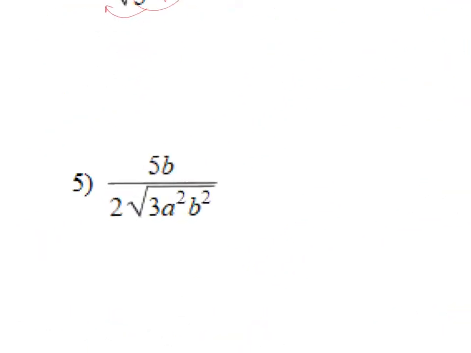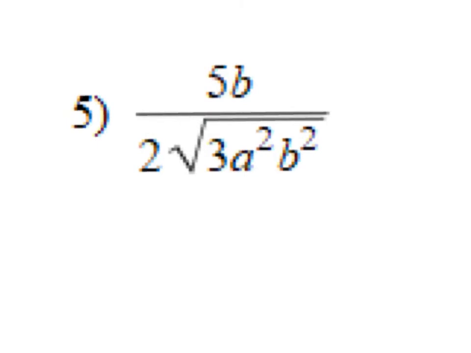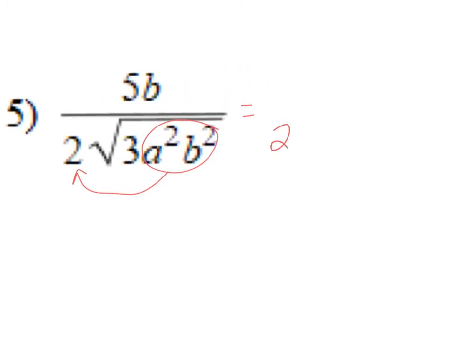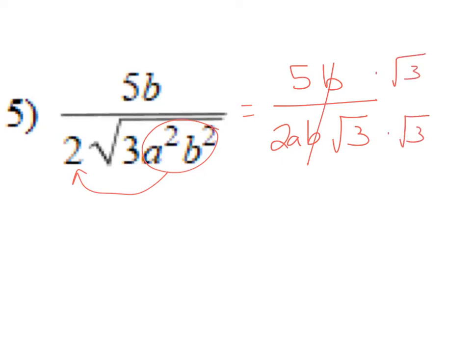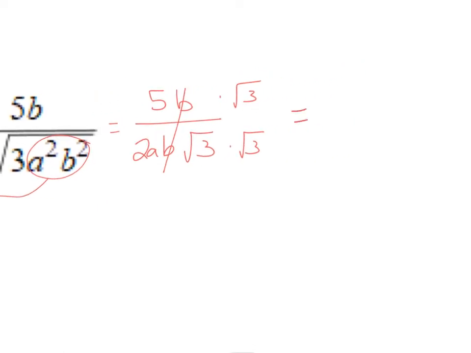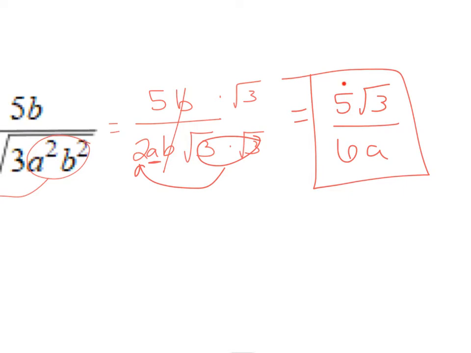Okay, so number 5. If I look at this, the A and the B can pair up and move out. So on the outside right now, I've got a 2 and an AB. I still have the square root of 3 on the inside, and on the top I have a 5B. Now the B's can cancel out. I do need to multiply by the square root of 3 on top and bottom to get that square root out of the denominator. So I'm going to end up with 5 root 3 on top, and then on the bottom, these are going to pair up and move out. So 2 times 3 is 6, and then I have an A left on the bottom right here. And that's going to be my final answer because the 5 and the 6 out here can't reduce.